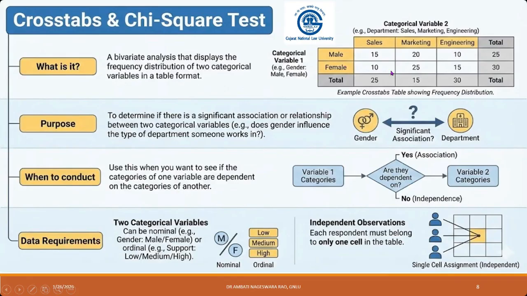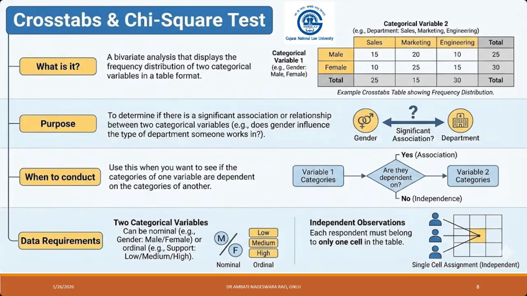When we prepared the first time, single frequency, we have taken only one variable, like gender. In this particular slide, it is showing 25. But in my sample data set, we got a total of around 30 respondents. Out of 30 people, 15 people belong to the male category, 15 people belong to the female category. That was a single variable, right?